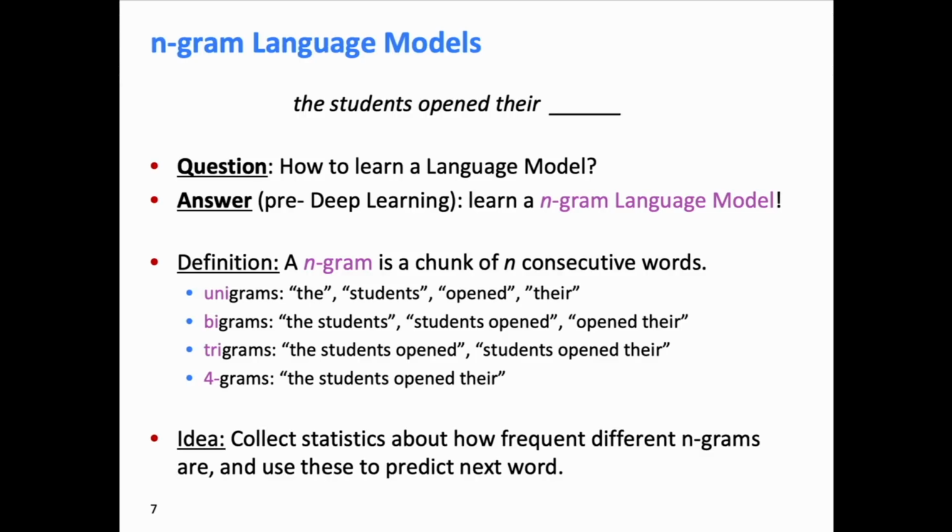So the core idea of an n-gram language model is that in order to predict what word comes next, you're going to collect a bunch of statistics about how frequent different n-grams are from some kind of training data, and then you can use those statistics to predict what next words might be likely.